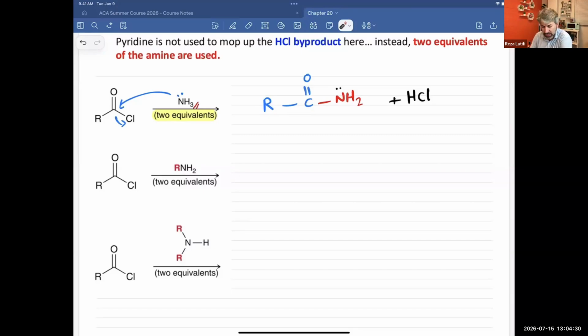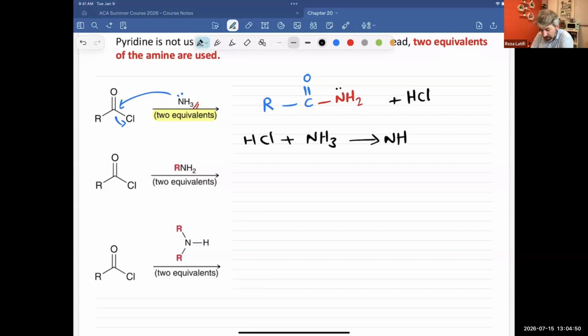In order to save the product and also push the reaction toward the right side, we need to get rid of the HCl. The way we do it is we use an extra mole of NH3. The HCl is going to react with the second mole of NH3, and that's going to give us NH4+, and the chloride will be paired with the ammonium, and that's going to give us a salt. So the purpose of the second mole is to neutralize the HCl.